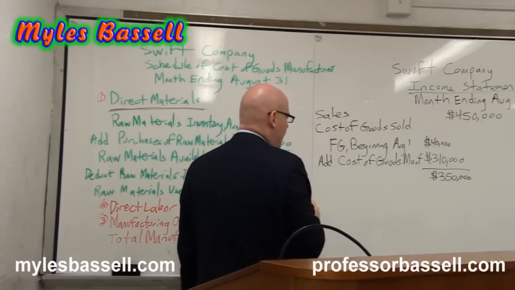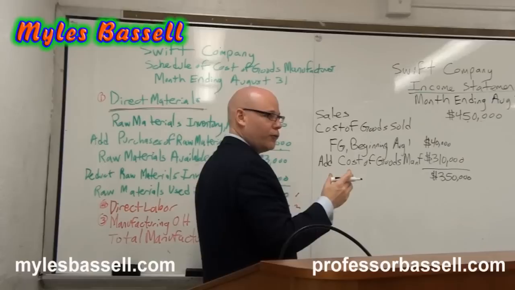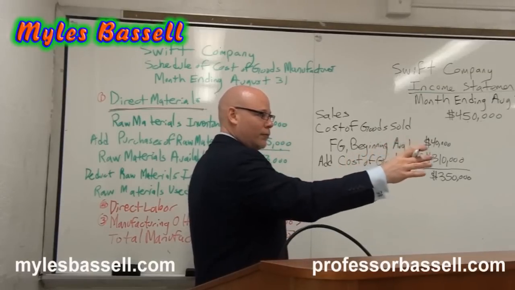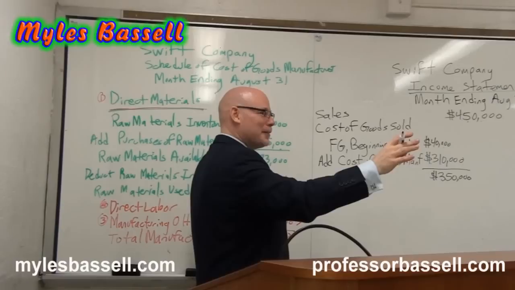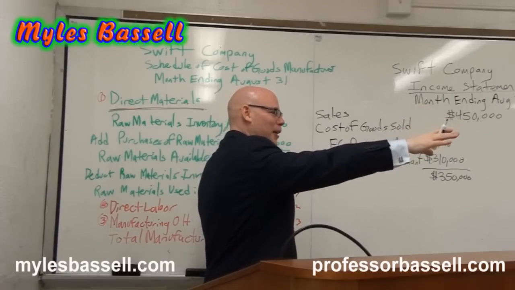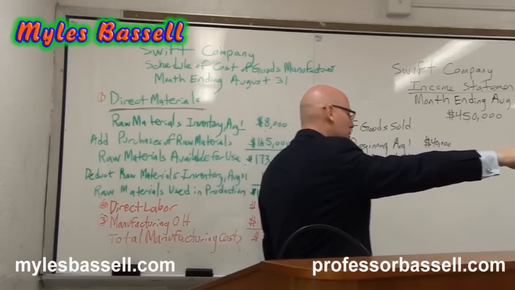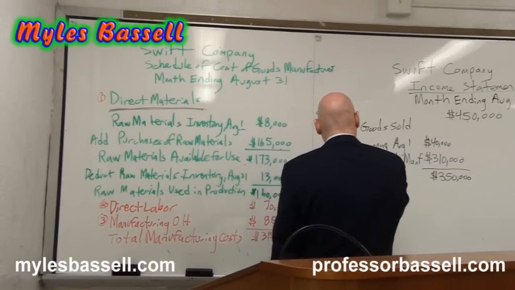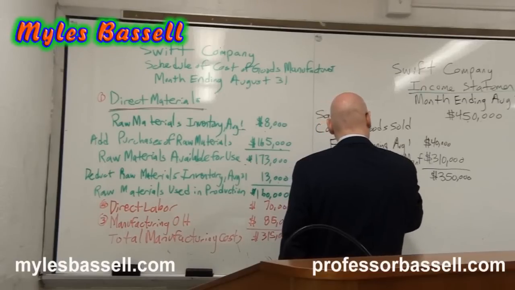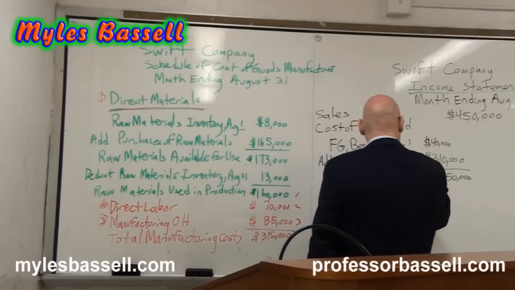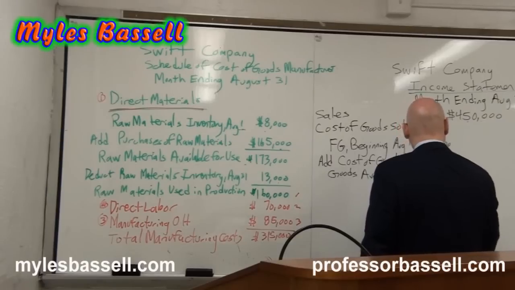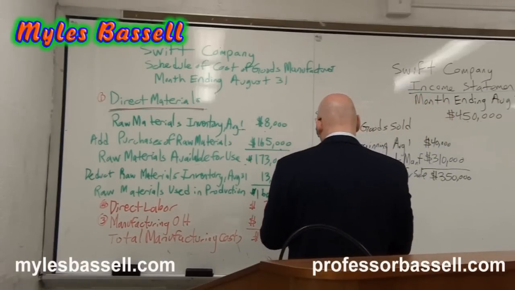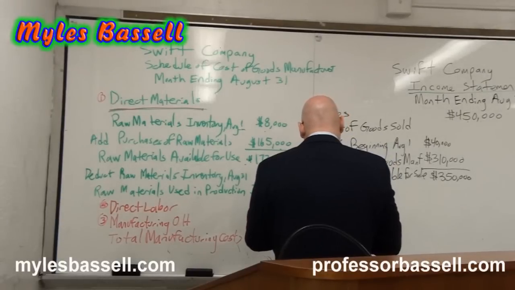which is what? What is that $350,000? Available for sale. Right. That's the goods available for sale. Is $350,000. Then what's next?